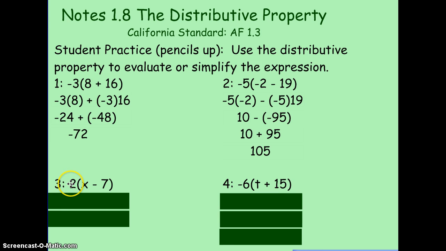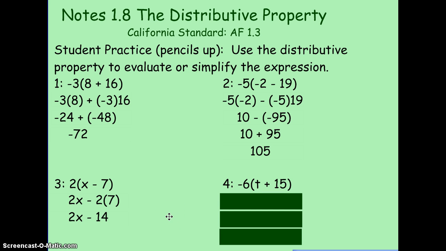Here with the 2, again I need to distribute the 2. So I have 2 times x and 2 times 7. I can't do anything more with the 2 and the x, but I can multiply the 2 and the 7. And I end up with 2x minus 14. And I'm stuck there since I don't know what the x is. Same type of problem here.